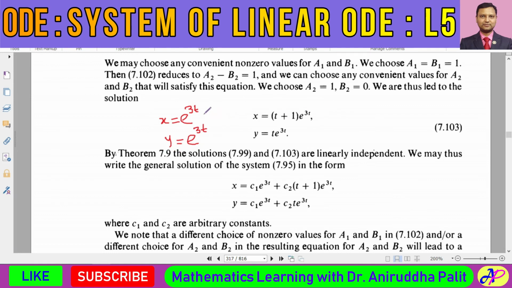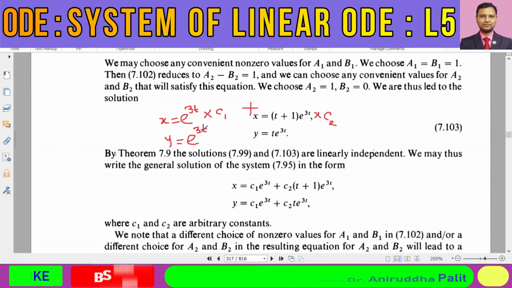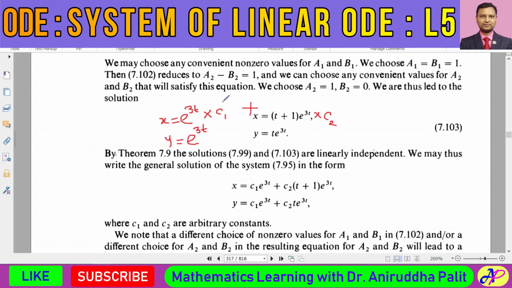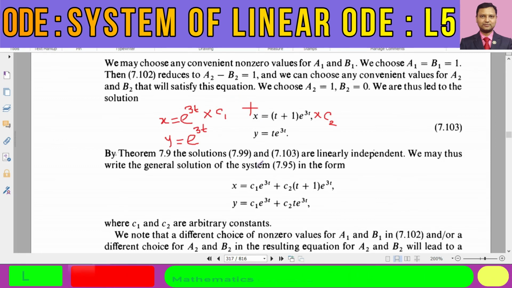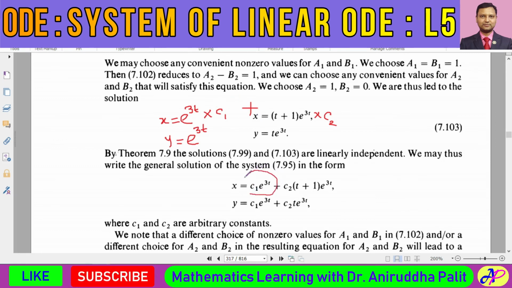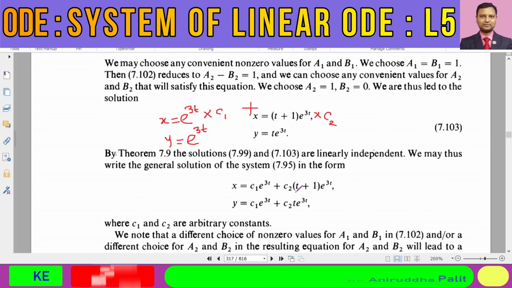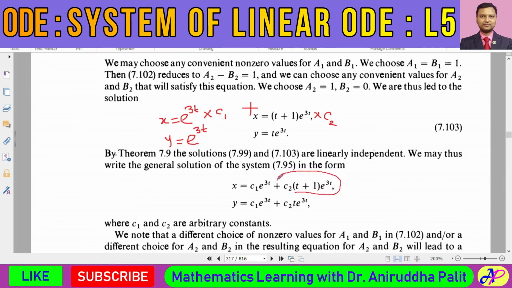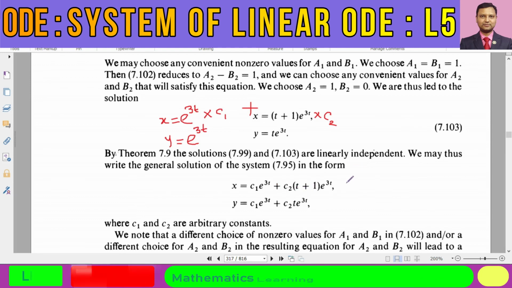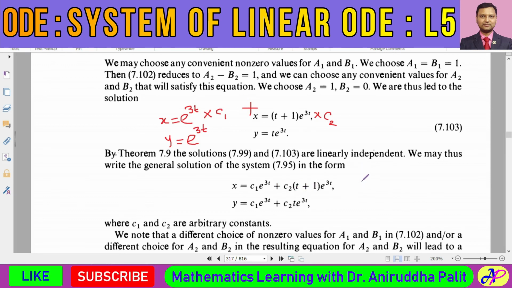So how to find the general solution? Multiply the first solution by c1 and the second solution by c2 and add them. So the general solution would be equal to c1 into e to the power of 3t plus c2 into (t plus 1) into e to the power of 3t. That is the second term of x. So in this way we get the general solution of x.